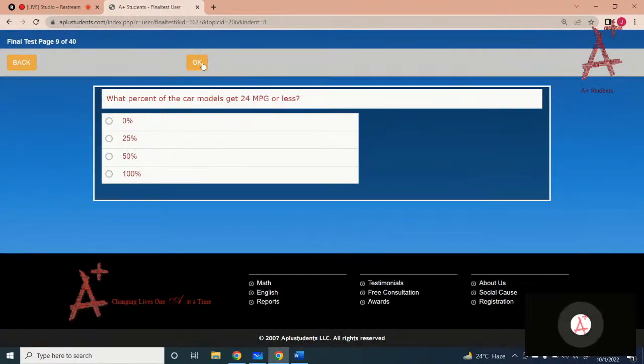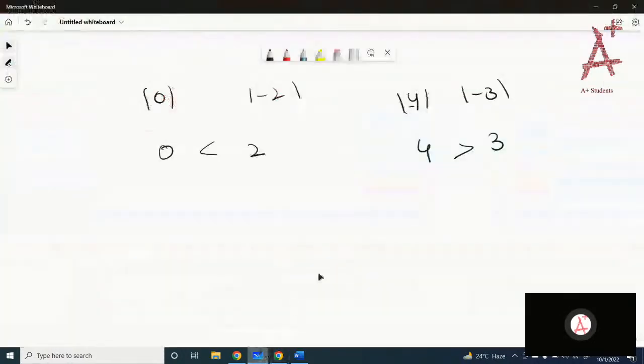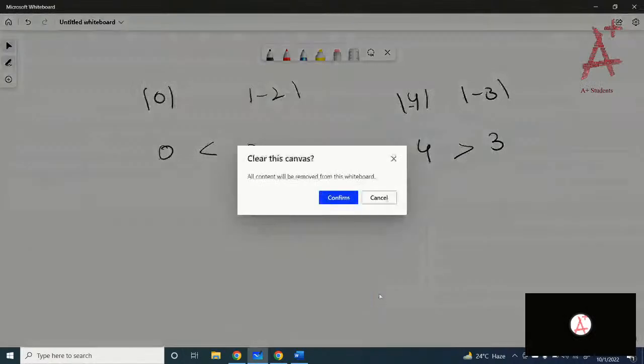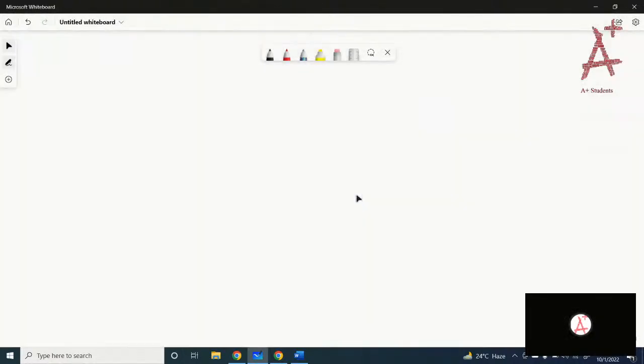What percent of the car models get 24 mpg or less? We already did this one. This is the example for box and whisker plot. Basically the box and whisker plot distributes the data into four equal groups. Got it?